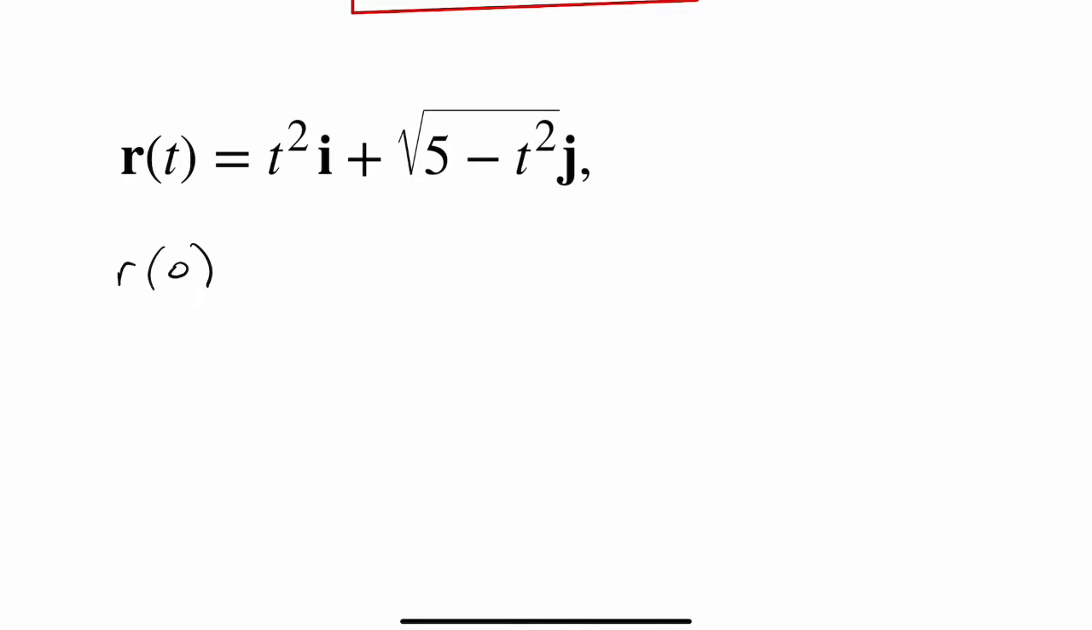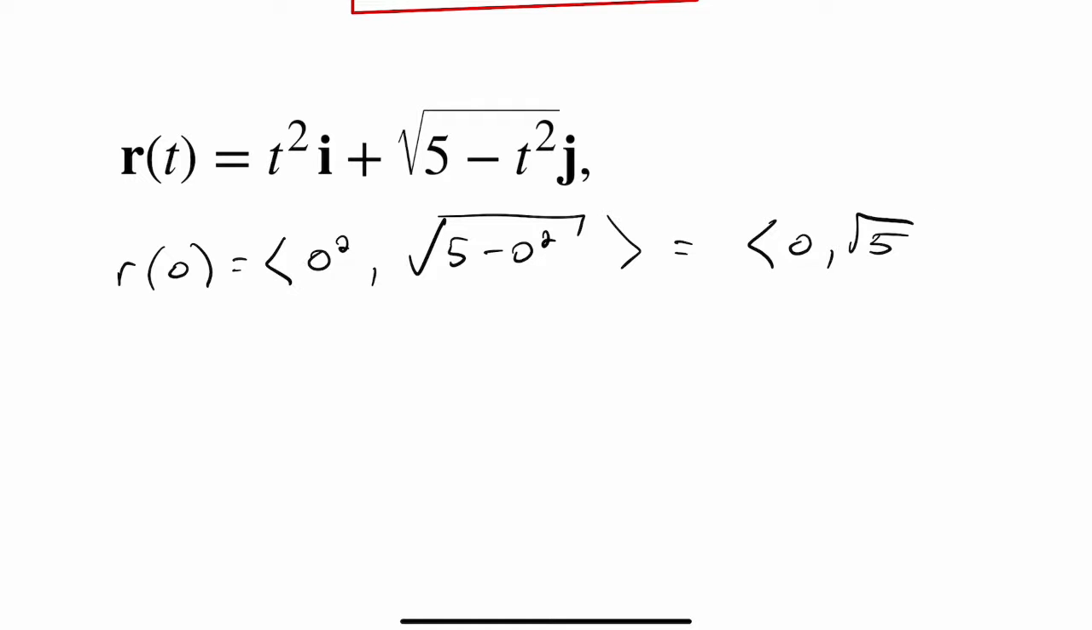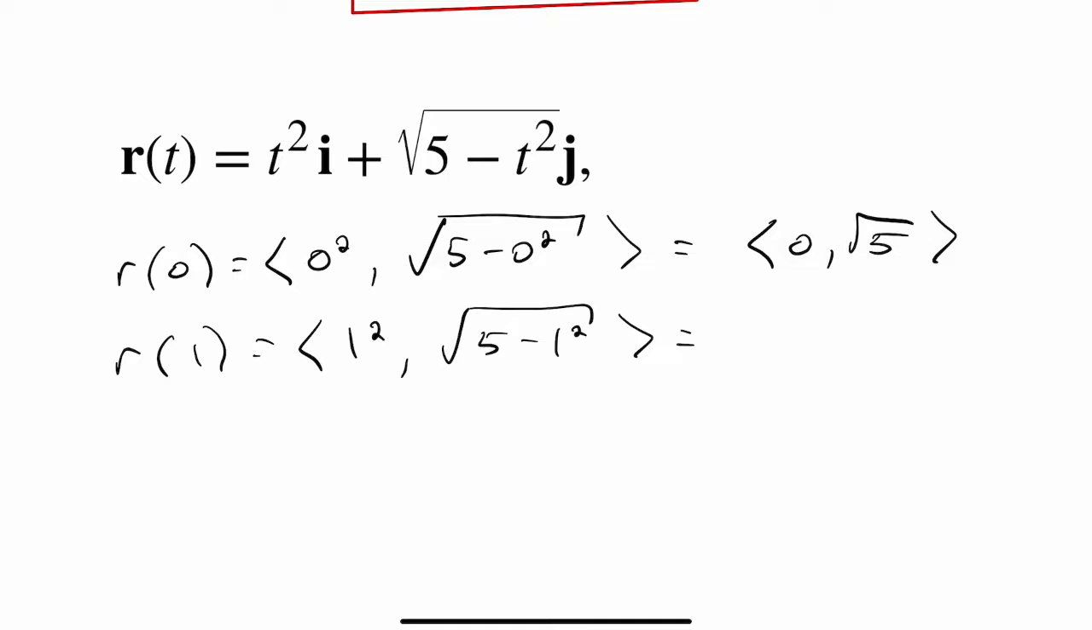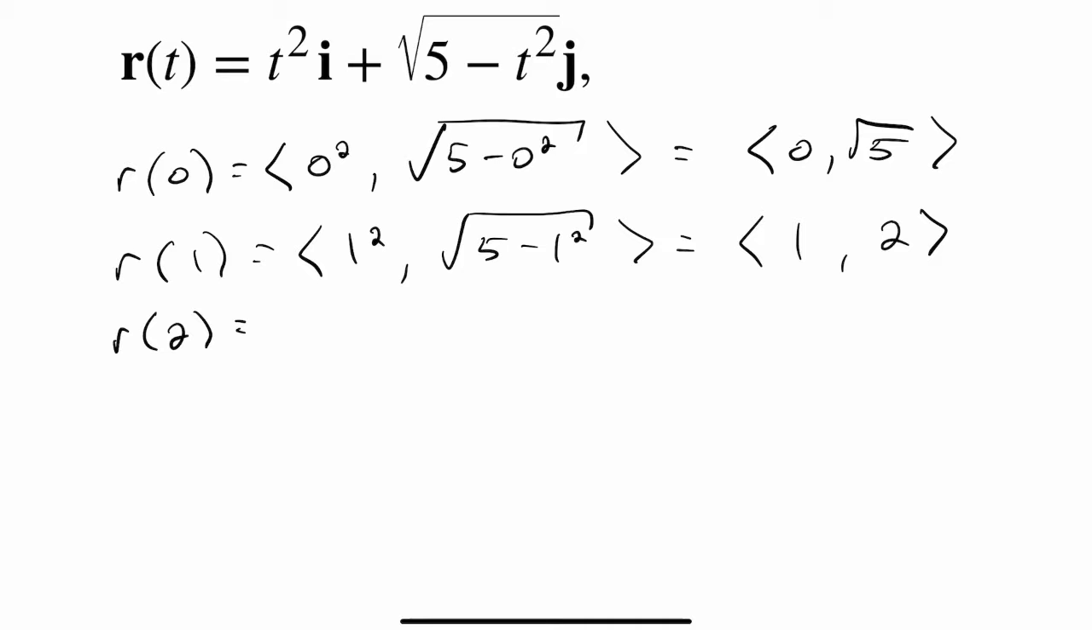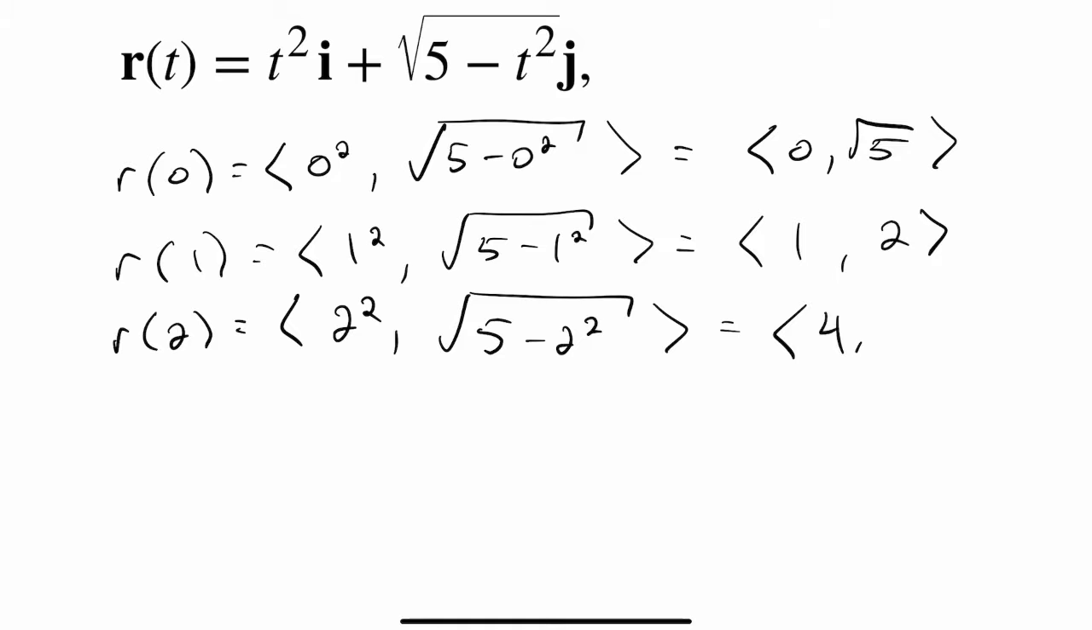Let's start with r of 0. This would give us 0 squared, comma, square root of 5 minus 0 squared. That would just be 0, comma root 5. Let's try 1. R of 1 would be 1 squared, comma, square root of 5 minus 1 squared. That simplifies to 1, comma 2. R of 2 would be 2 squared, comma, the square root of 5 minus 2 squared, which would simplify to 4, comma 1.